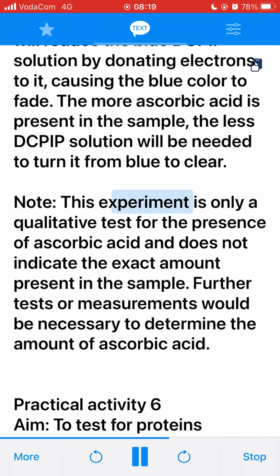Note, this experiment is only a qualitative test for the presence of ascorbic acid and does not indicate the exact amount present in the sample. Further tests or measurements would be necessary to determine the amount of ascorbic acid.